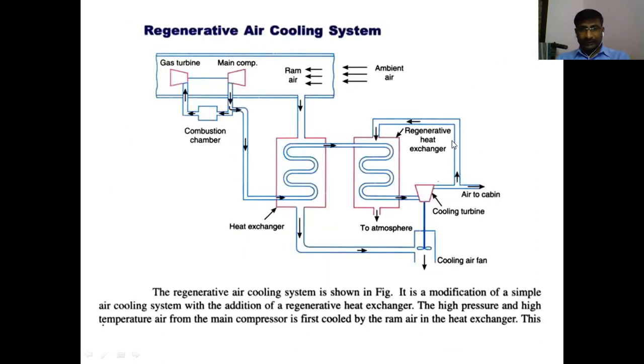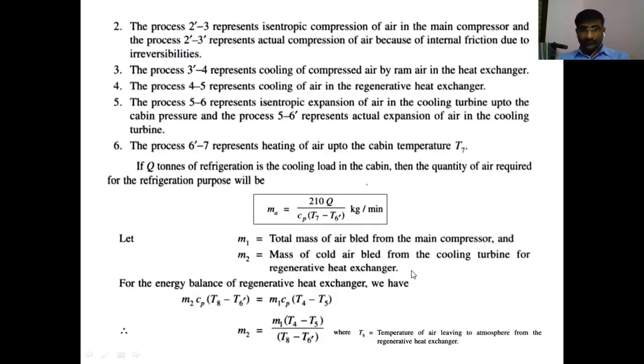This air is sent to the heat exchanger. What occurs in this heat exchanger? The heat is absorbed by this air. The air passing here loses heat, so heat lost by this air is equal to heat gained by this air. This air will be sent to the atmosphere. Assume this point as 8. If this temperature is T8, the temperature rise is T8 minus T6 dash. Like this we have to do the heat balance across the regenerative heat exchanger.